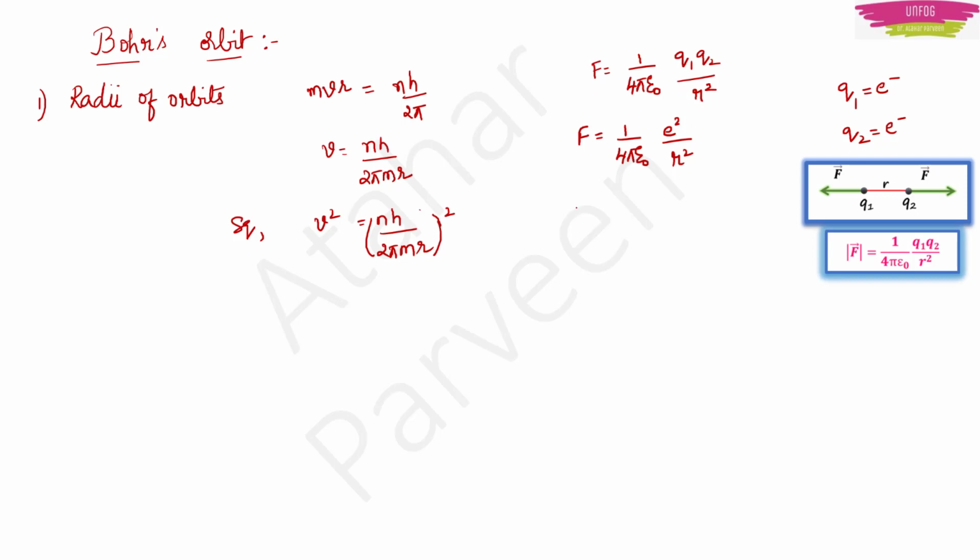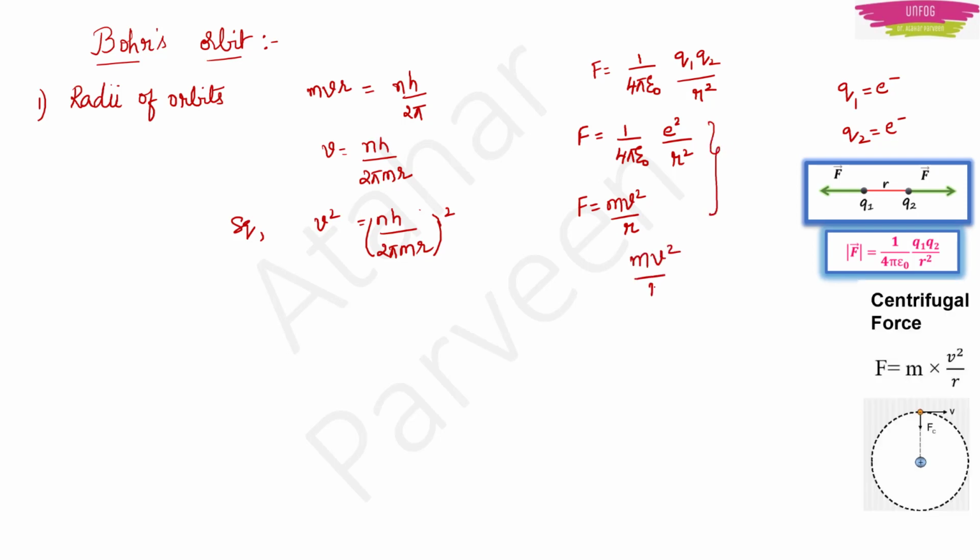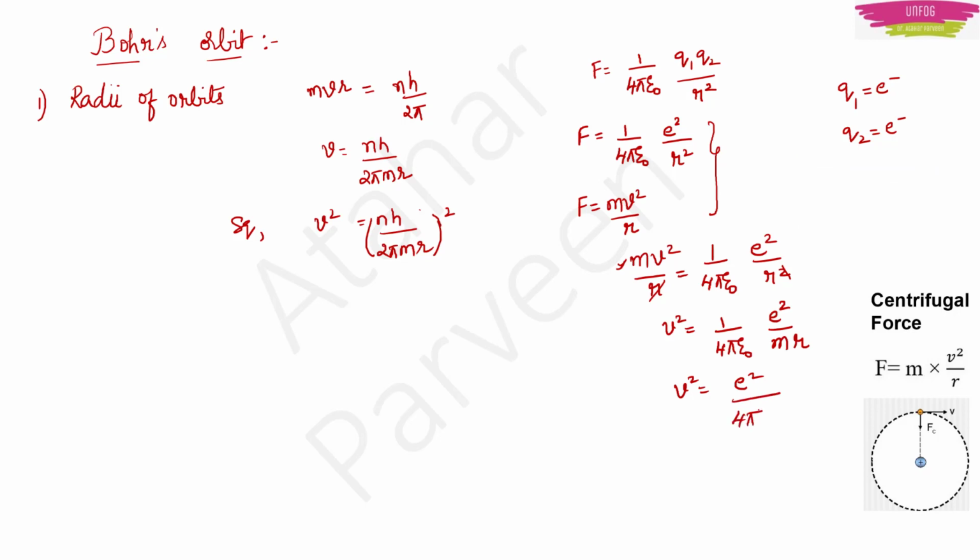But we also have something known as centrifugal force, because we are talking about the circular orbit. The centrifugal force will be mv square upon R. So I can equate these two things: mv square upon R equal to 1 upon 4 pi epsilon naught E square upon R square. With this I will get the value of v square. Here R will get cancelled, and m will go to the right hand side denominator, so v square will become E square by 4 pi epsilon naught mr.